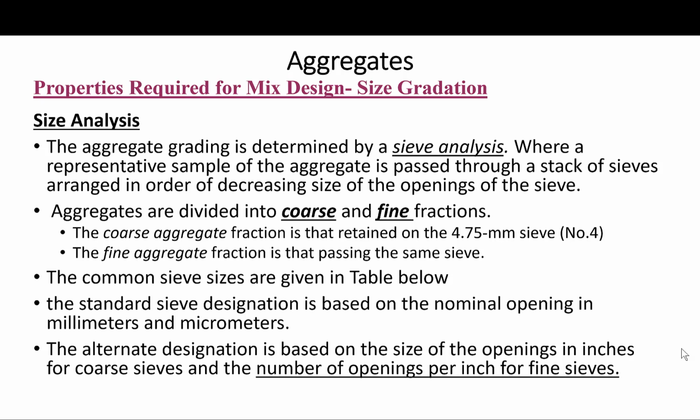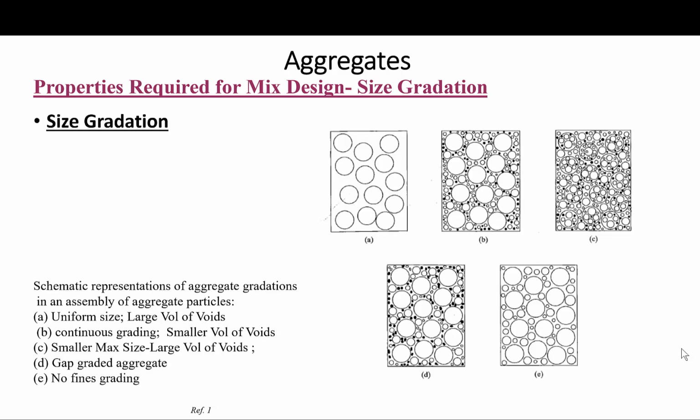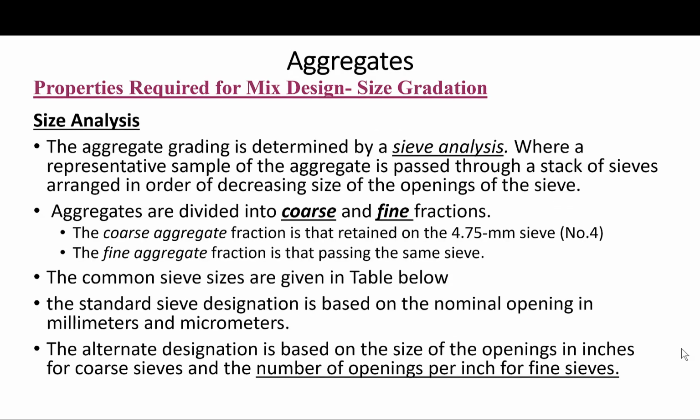Okay, so let's look at the size analysis. We talked about the texture and shape. We talked about the size gradation. Let's talk about the size analysis. So the particle size distribution or grading of an aggregate supply is an important characteristic, as I said, because it determines the paste requirements for a workable concrete.